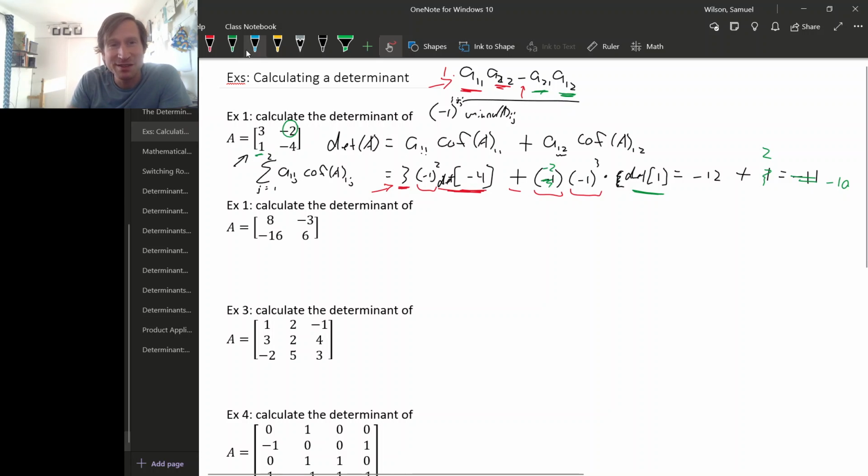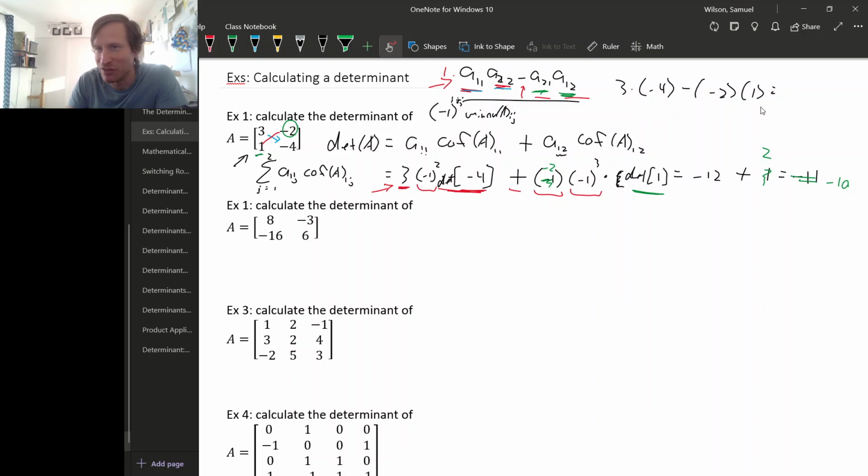And one more thing to point out about this formula is it's the product of these two with the plus, right? a11, a22. And then the product of the other diagonal, but with a minus. Okay, so that's usually the shortcut that I'll use. So if we use that trick, this sort of cross trick where going down and right is positive and down and left is negative, we'll get 3 times negative 4 minus negative 2 times 1. So this is negative 12 plus 2, so that's 10. You see, the weird cofactor expansion worked.